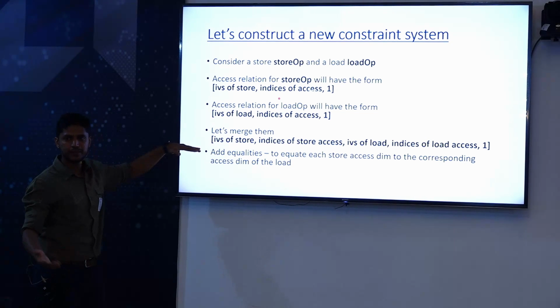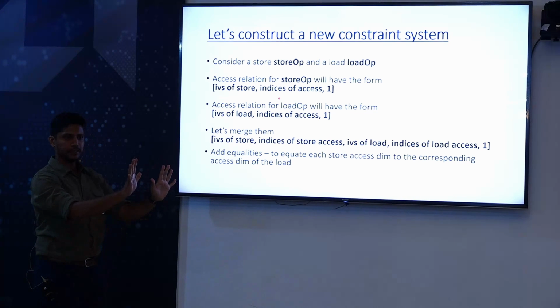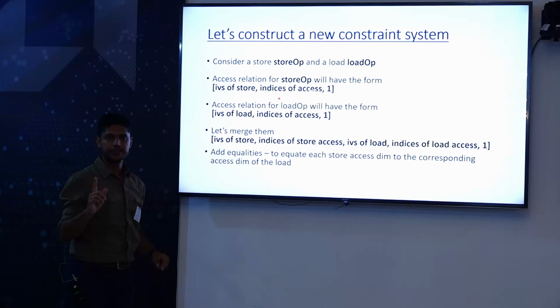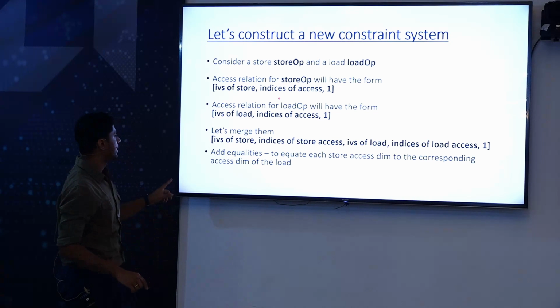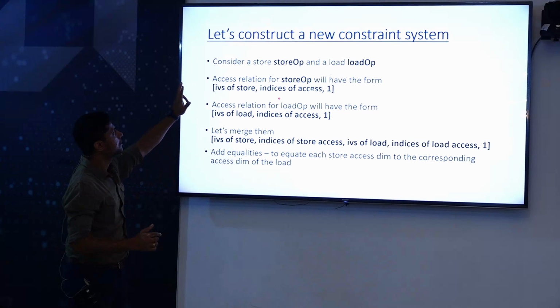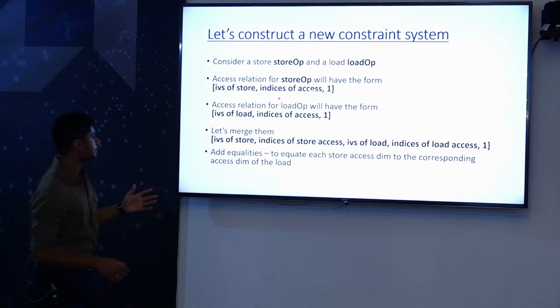Otherwise we'll see an example. So two access relations, I just place them one beside another. Now I'm going to add one more extra set of constraints. All of those are equalities. I'm going to say, because they are accessing the same memref. Oh, I forgot to tell that. They are accessing the same memref. Otherwise there is no point in doing it.